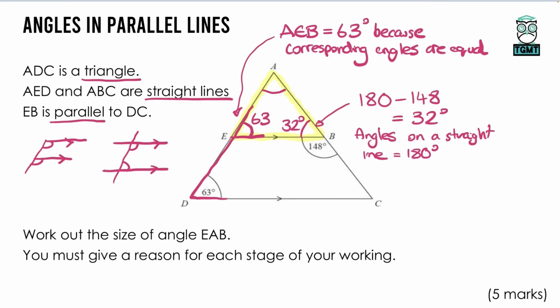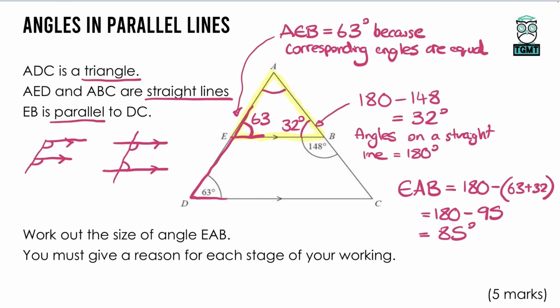Now this is the only problem with labelling the diagram, is that sometimes you are going to just run out of space to actually label that. So it is good to be able to write the proof down below as well. So I'm going to say EAB is equal to 180, subtract the total of, we'll say 63 plus 32. We need to work that out, so that is 180, take away 63 plus 32 is 95, and that is equal to 85 degrees.